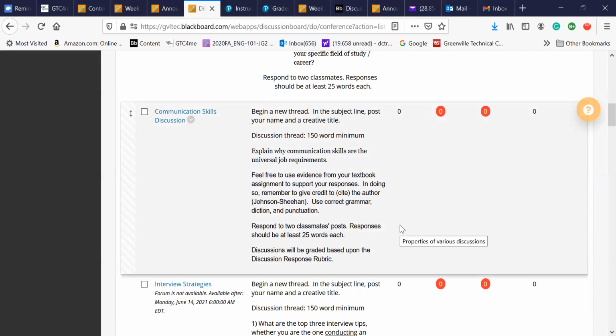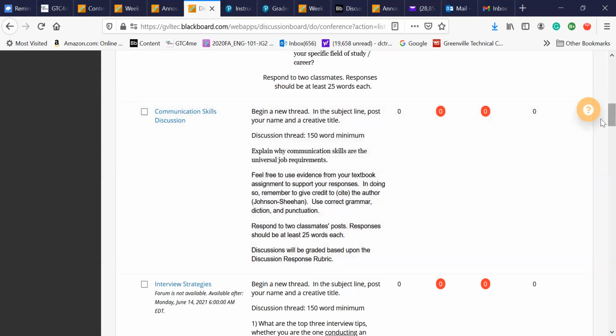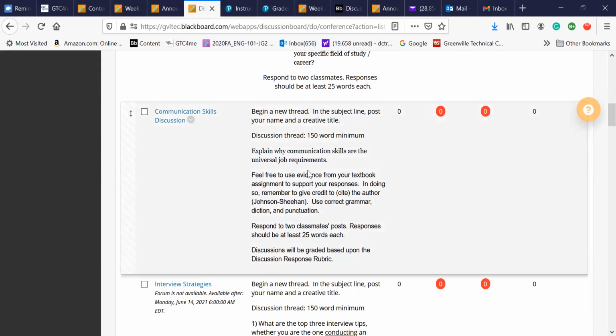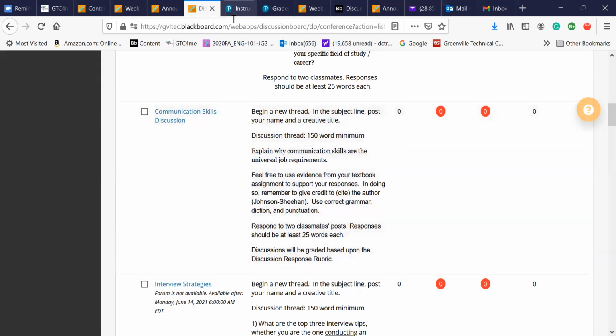in a respectful way, as long as you're not disagreeing about something that you are emotionally invested in. If that's the case, just don't respond to that person. If for some reason you don't think you can disagree respectfully, then just don't take that approach. So that is the assignment for communication skills for the discussion board.